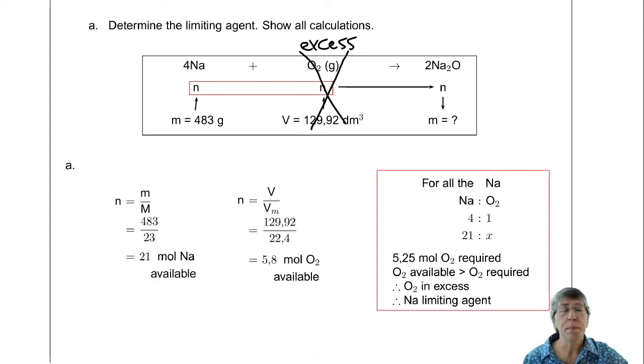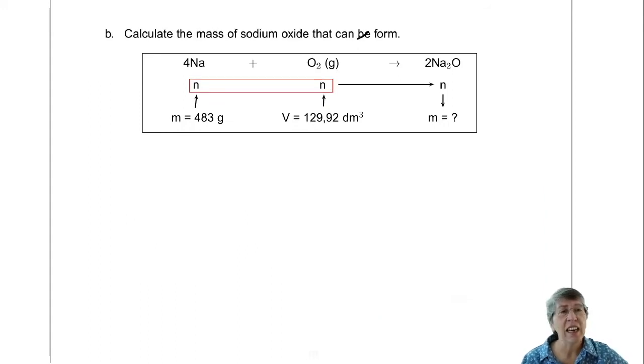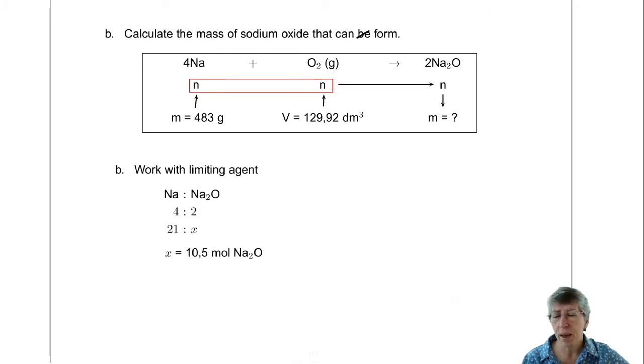Right, let's move on to number B. In number B, they ask us to calculate the mass of sodium oxide that can be formed. So we need to determine that mass, and that means we need to work out the moles first. And now you just have to remember, we're definitely not working with the oxygen because that one is in excess. We're going to work with the sodium. Right, so we start with the sodium and we work from sodium to sodium oxide. According to the equation, 4 moles of sodium will give you 2 moles of sodium oxide. And that tells you that we have 10,5 moles of sodium oxide that is produced, and then just a quick conversion to mass.